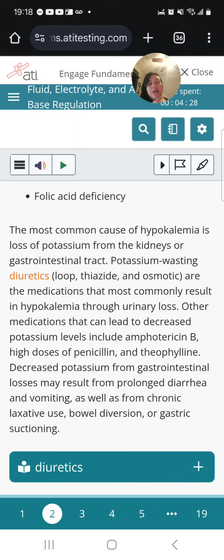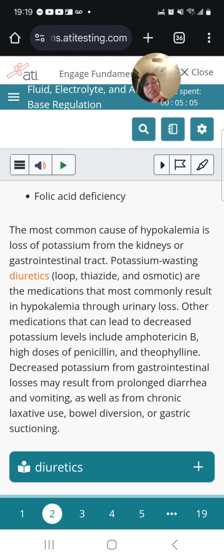Okay, the most common cause of hypokalemia is the loss of potassium from the kidneys or gastrointestinal tract. Potassium wasting diuretics like loop, thiazide, and osmotic are the medications that most commonly result in hypokalemia through urine loss. So loop, thiazide, and osmotic diuretics. Other medications that can lead to decreased potassium level include amphotericin B, high doses of penicillin, and theophylline.